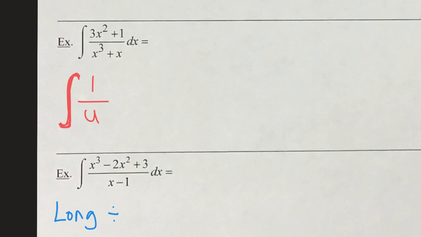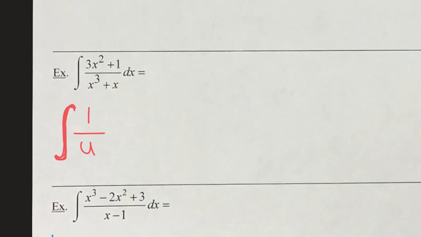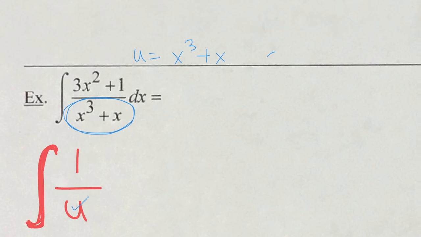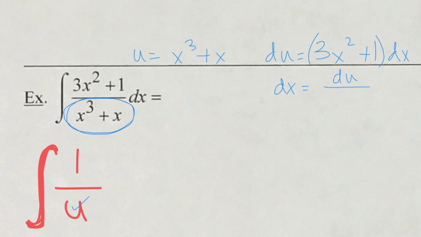1 over u. That means we're probably going to want to do some u substitution. So let's let u be this entire denominator, right? We would like this to be a single equation. That's where we want our u to go. So if we let u be equal to x cubed plus x, then du equals 3x squared plus 1 dx. So then dx is du divided by 3x squared plus 1.